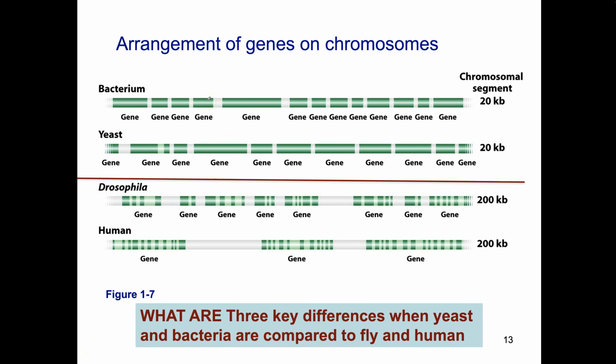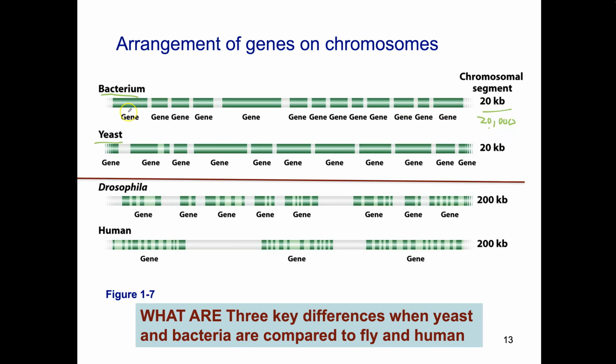the arrangement of genes on the chromosomes. If we look at single-celled organisms like bacteria, which are prokaryotes, and yeast, which are eukaryotes, we can see this is a kind of a pattern. You have 20 kb, which means about 20,000 nucleotides in length. We'll talk about what that exactly means when we talk about DNA structure, but that's an amount of DNA, and there's lots of genes. 1, 2, 3, 4, 5, 6, 7, 8. So 13 genes in this short region of 20 kb.